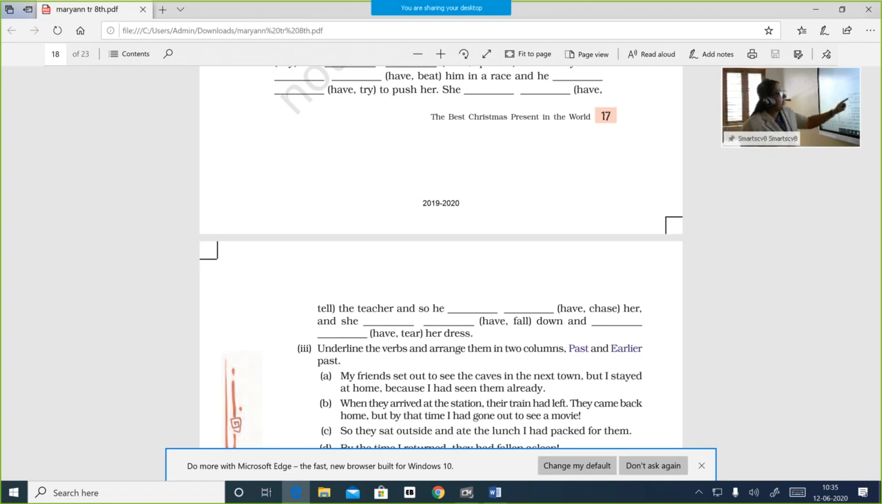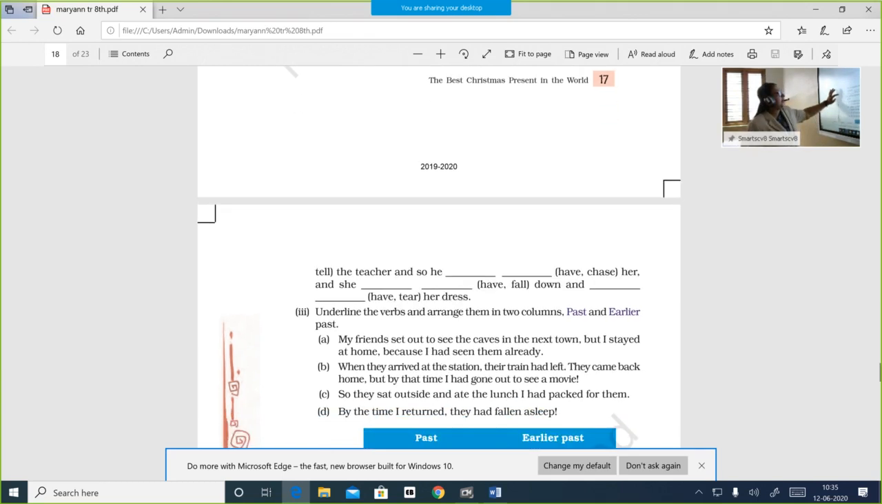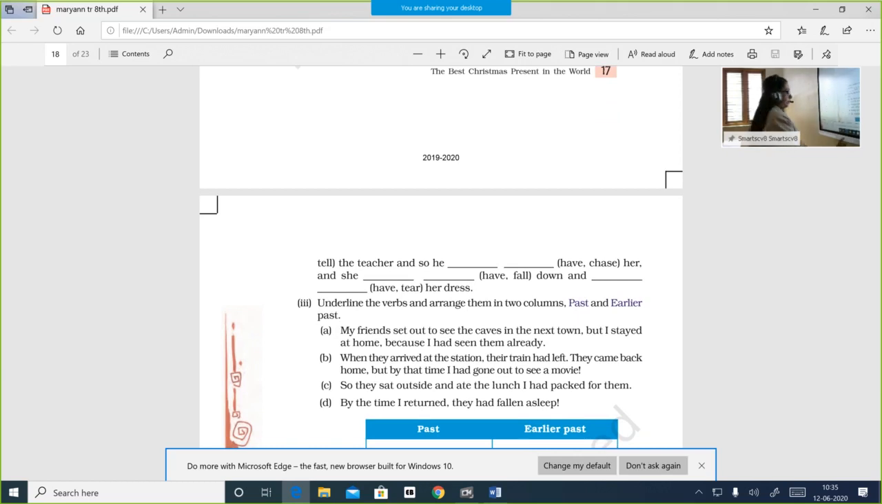And she had fallen. What's the past participle of fall? Fallen. What's the past tense? Fell. And she had, so you will use the past participle. And she had fallen down and had torn her dress. And had torn her dress. You will all write this down.